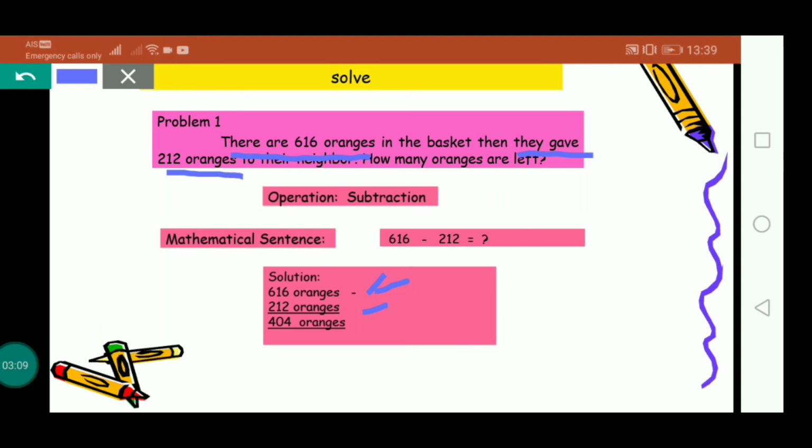Step 3, solve the problem. So let's solve. 6 minus 2 is equal to 4. 1 minus 1 is equal to 0. 6 minus 2 is equal to 4. So the answer here is 404 oranges.